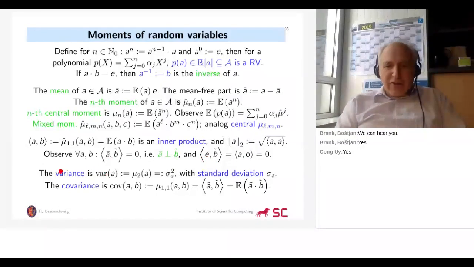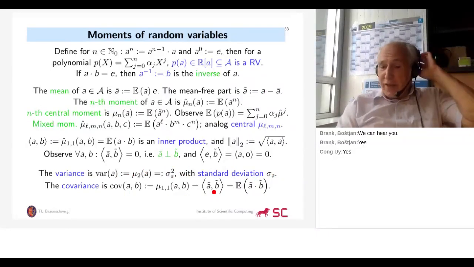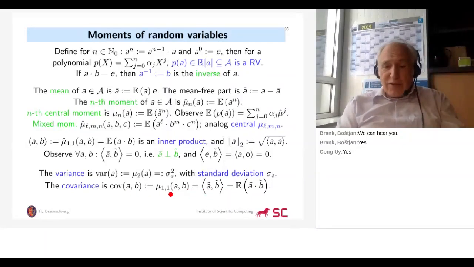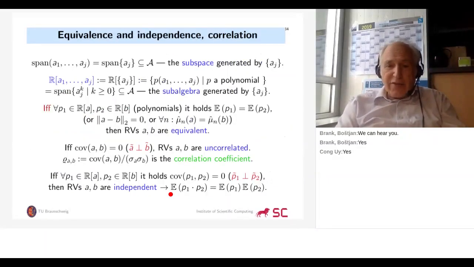And the variance, now this is one which appears all the time, this is the second central moment. Okay? So you take the random variable, you take its mean-free part, and then you take the second moment. It's also called sigma squared, with sigma, the square root of this, being the standard deviation. The covariance of two random variables, well, that you call the inner product of their mean-free parts. Okay, and we'll come to this in a second here.